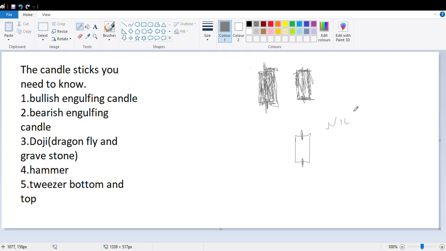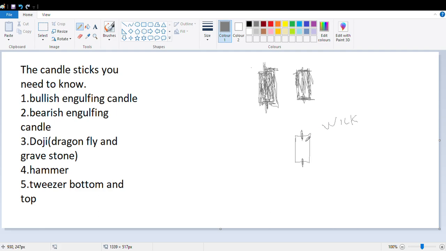It's called wick. So take note of that. We have candlesticks that form a long wick, and others that form small or short wicks. So they all mean something in the forex market.